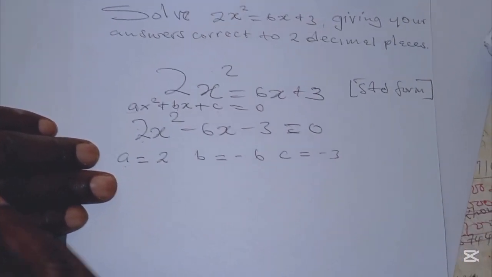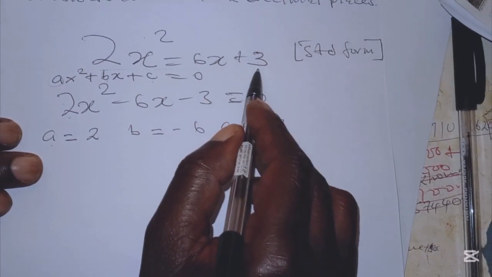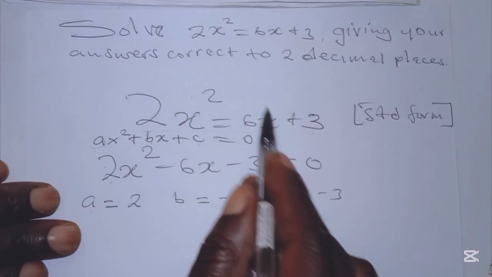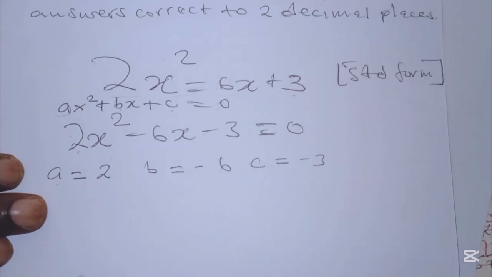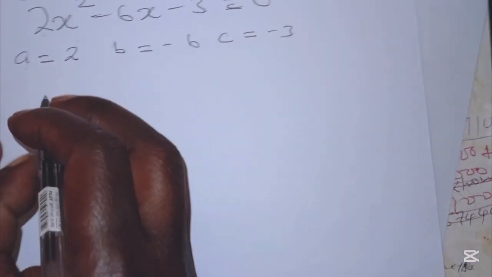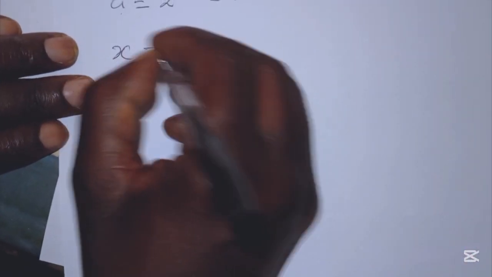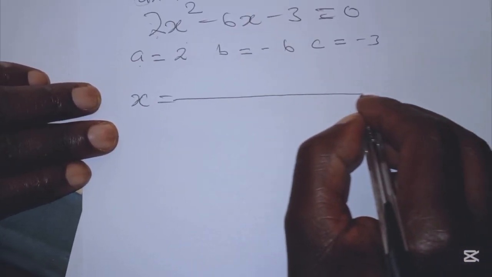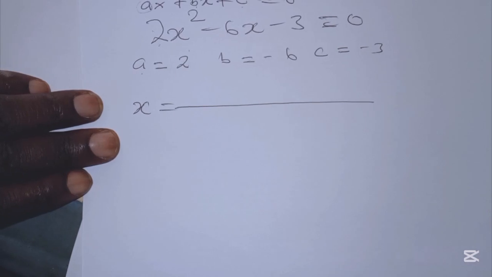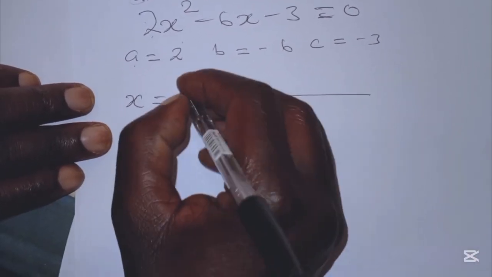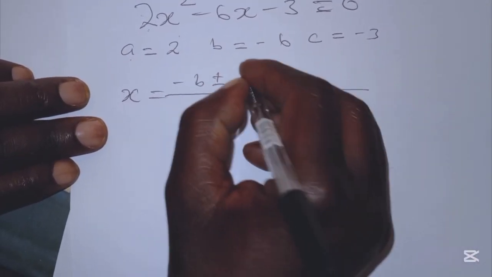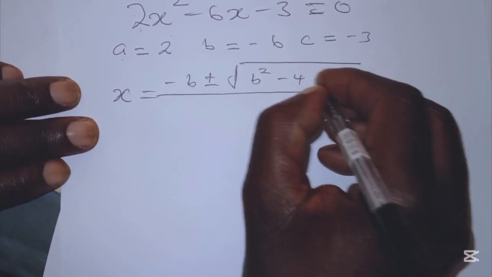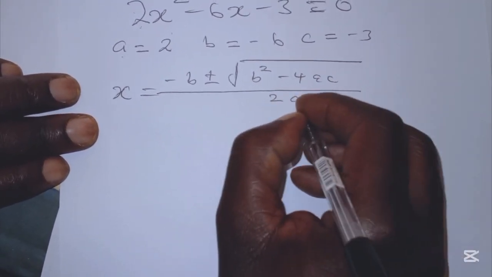Whatever I said, when we're given such a question, please, you have to write it in standard form. You bring this one this side, and thereafter you can work out. Now, how do we do it? We use this method. Be careful, the bar should be long enough. Negative b plus or minus the square root of b squared minus 4ac, over 2a.